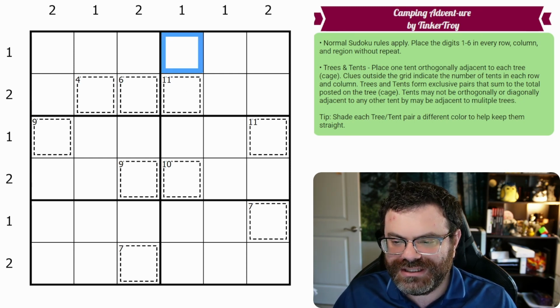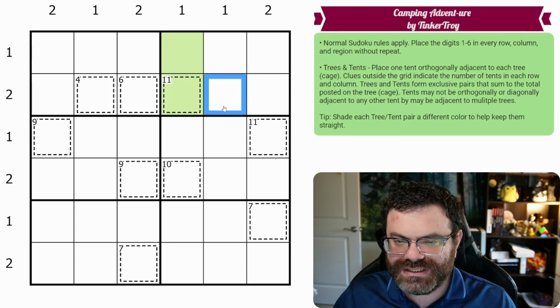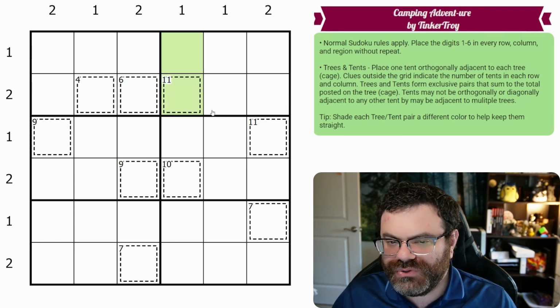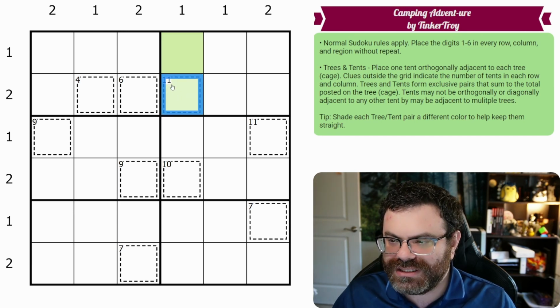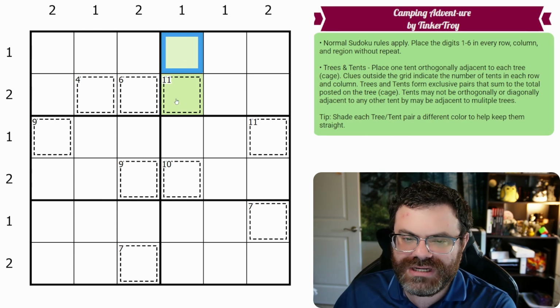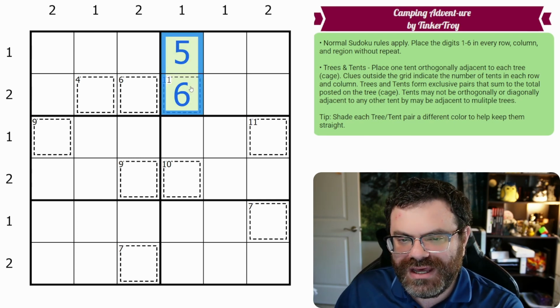So we might place a tent here, for example. So this tree may have this tent. And then what we're going to do is make both of these cells add to the tree's sum, this 11. So maybe we'd have 5 here and 6 here, and that would sum to 11.